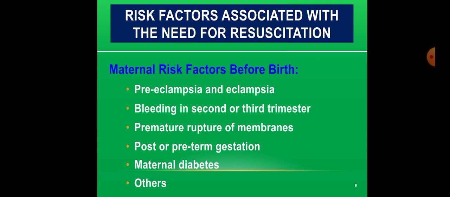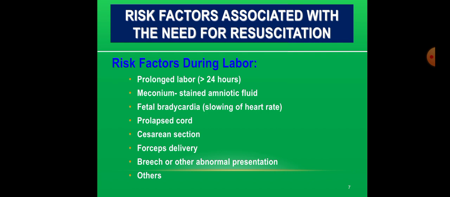The risk factors associated with the need for resuscitation: maternal risk factors before birth, preeclampsia and eclampsia, bleeding in the second or third trimester, premature rupture of membranes, post or preterm gestation, maternal diabetes, and others. Risk factors during labor: prolonged labor greater than 24 hours, meconium stained amniotic fluid, fetal bradycardia, that means slowing of heart rate, prolapsed cord, cesarean section, forceps delivery, breech and or other abnormal presentation, and others.